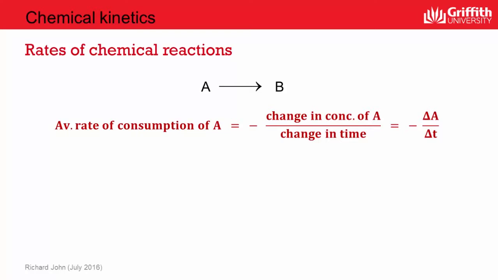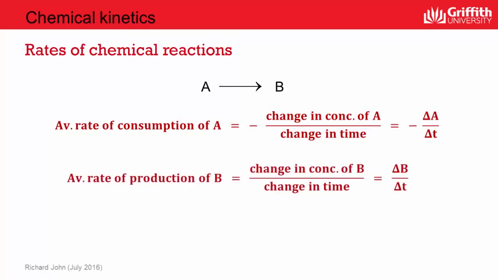A is quantified by the change in concentration of A with respect to the change in time, or that the rate of production of the product B is quantified by the change in concentration of B with respect to the change in time. And again, both of these mathematical expressions are equally valid for defining the rates of these chemical reactions.